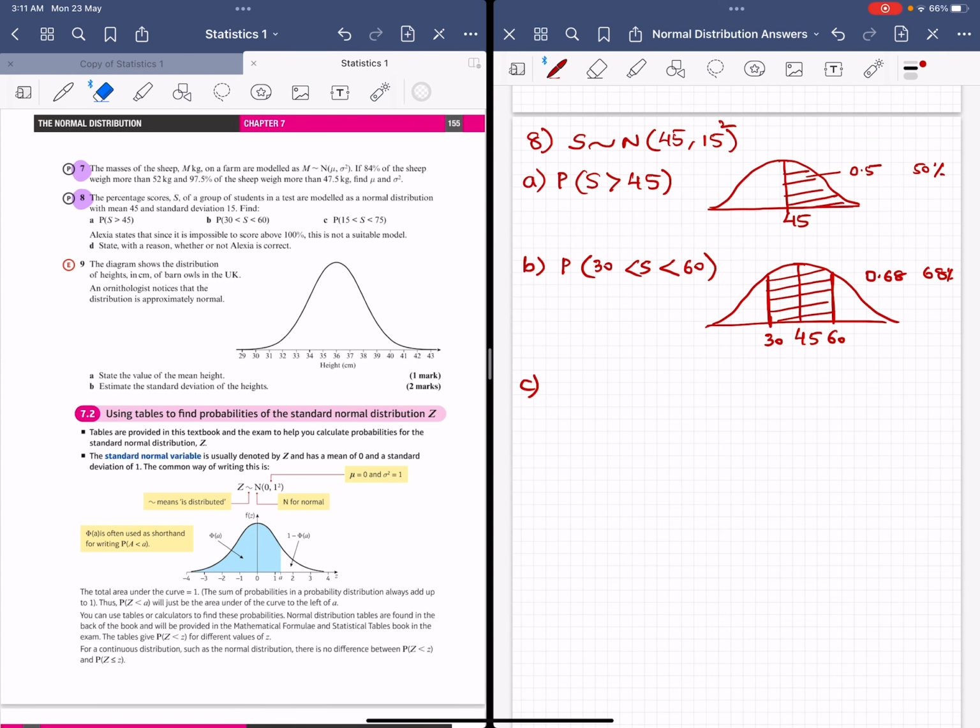C. Find the probability that the score is above 15 and below 75. Again, let's draw a bell curve. The mean is 45. One standard deviation below is 30. Two standard deviations below is 15. One standard deviation above is 60. Two standard deviations above is 75.